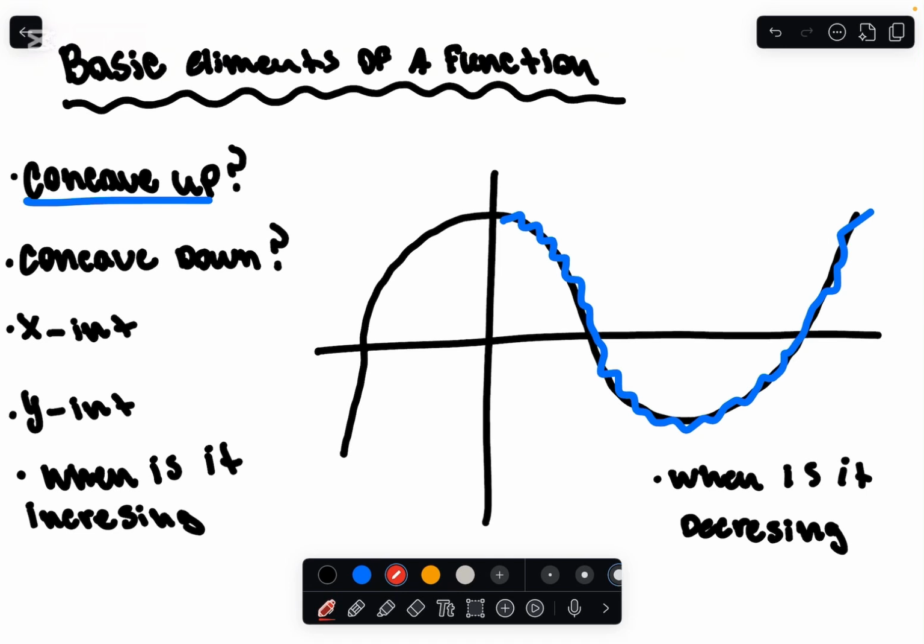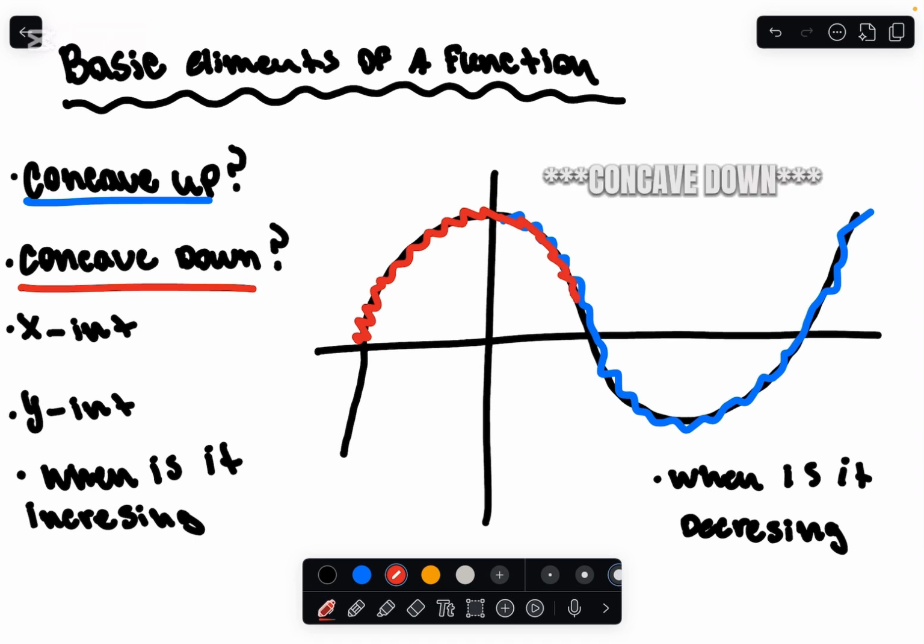Now concave down, in this graph we're going to represent as a red line. If that was concave up, you're kind of putting two and two together. And you see the point where the red and the blue intersect right here? That's also known as the point of inflection, where the graph turns from concave up to concave down.